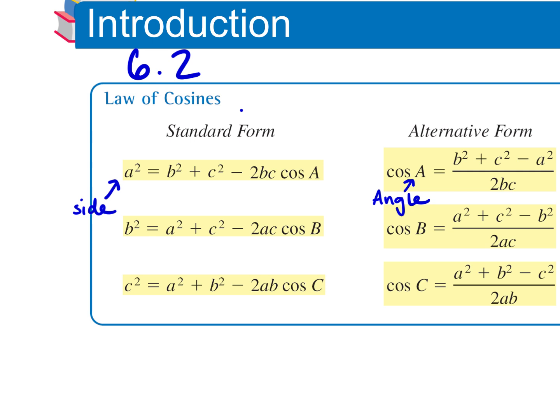All three of the standard form equations are the same. It just depends on which letter you're looking for. So if you're looking for A, you'd use the first one. If you're looking for B, you'd use the second one. So it was nice to write it all out for you.